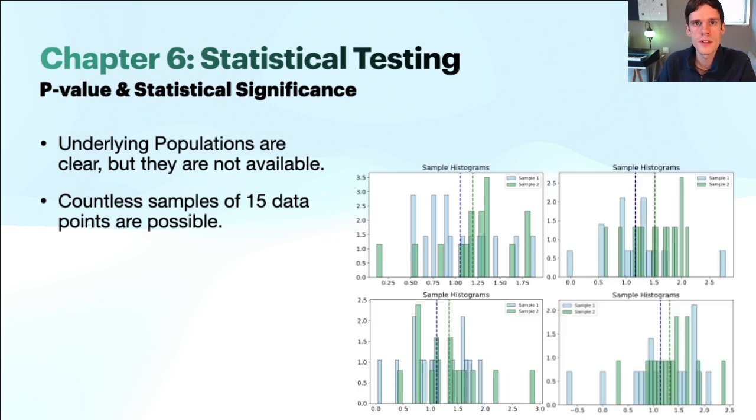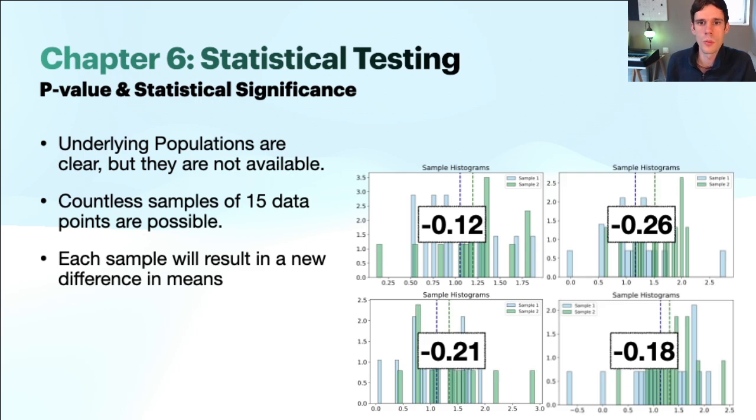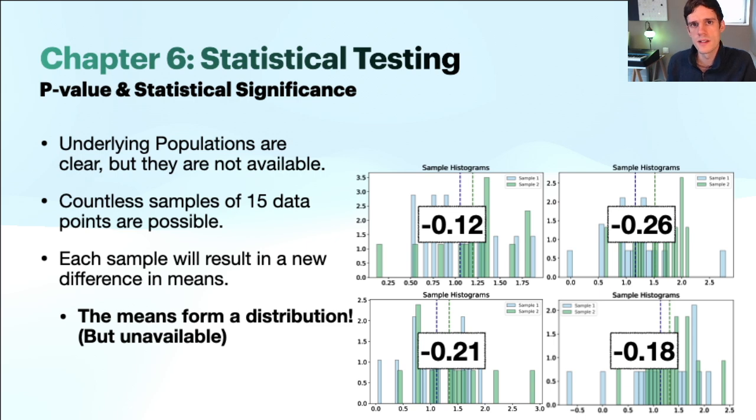And each of these different samples would have gotten you not a difference of minus 0.17%, but an average difference of, let's say, 0.12, 0.26, 0.21, 0.18, or really any difference that you can think of, within boundaries of course. So each different sample would result in a new difference of means, a new sample statistic. Now, as we saw before, in the chapter on the central limit theorem, where we did exactly this procedure, all of these sample statistics, these differences in means, will themselves form a distribution.